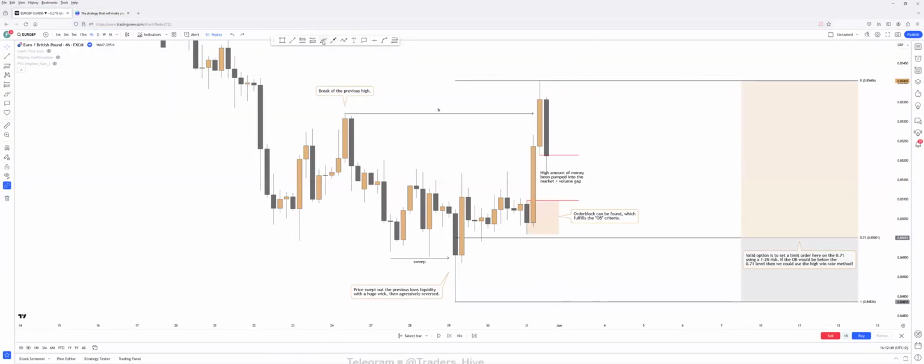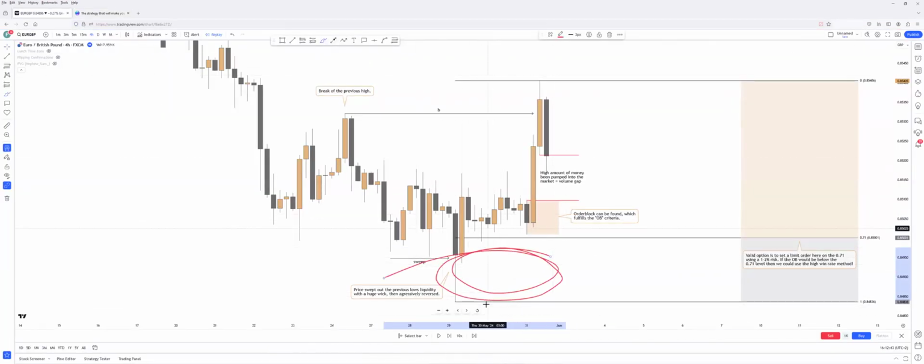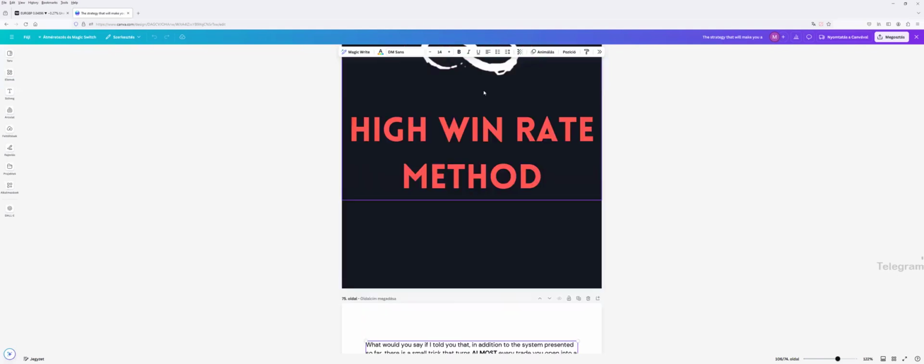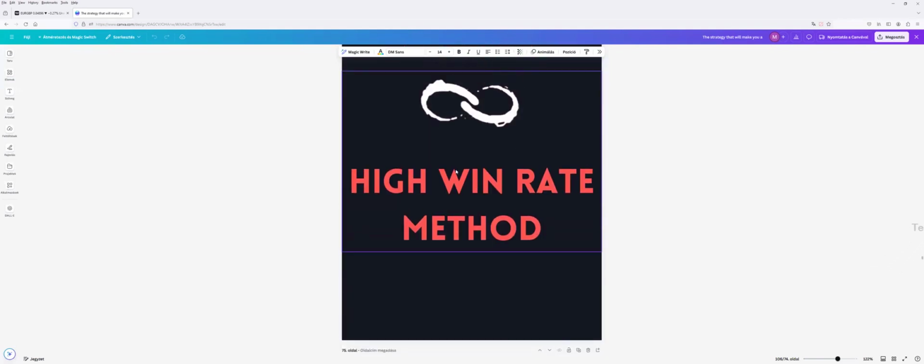Below the Fibonacci level right here, we can't really identify any order block because there is literally none. No order block can be found below this red line, below this 0.71 level, right? So what we do right here is that we can't apply this high win rate method. We can't apply it because there's no order block below the 71 level.